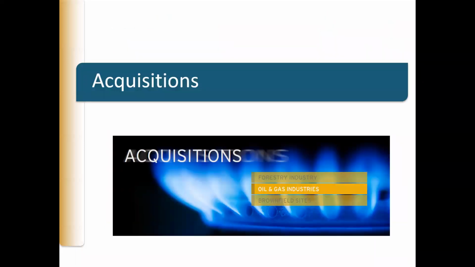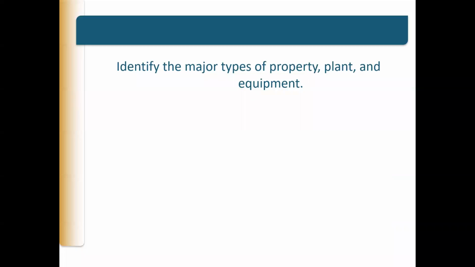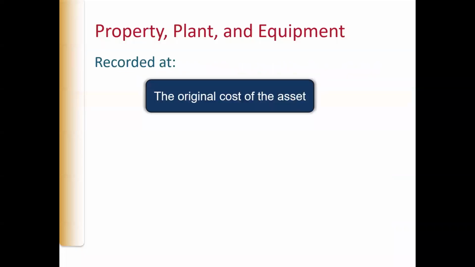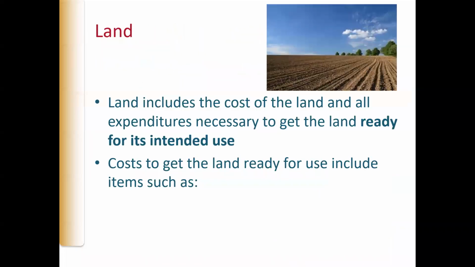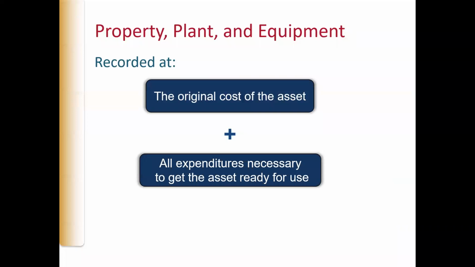So, how are long-term assets acquired? Usually, they are acquired through purchasing them. So usually the way we record a long-term asset is based on not only the original cost of the asset, but the expenditures necessary to get that asset ready for its use.